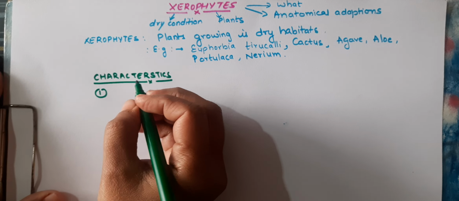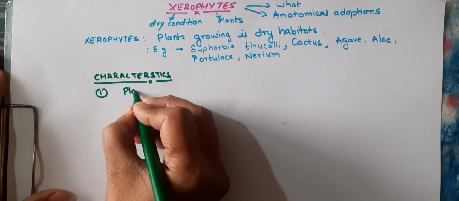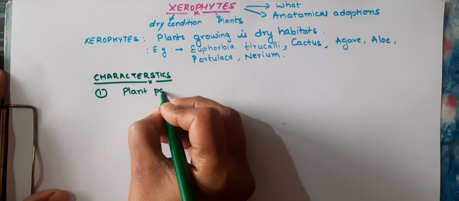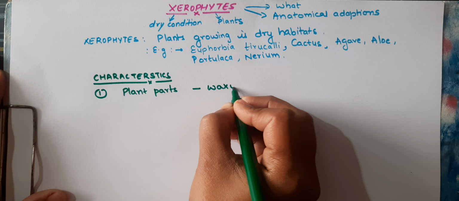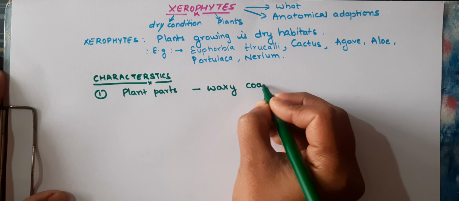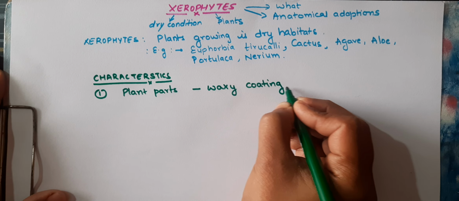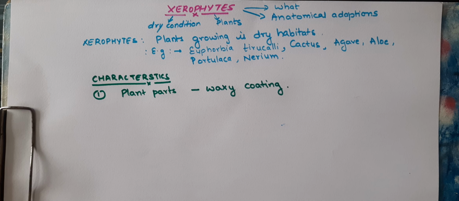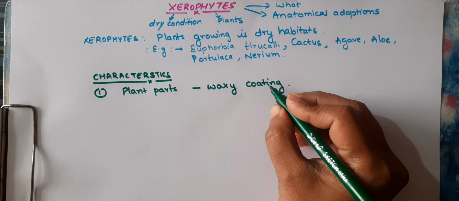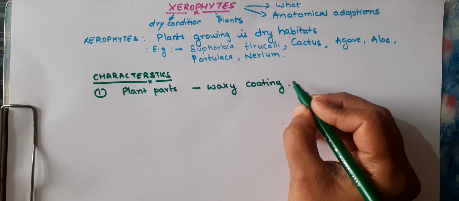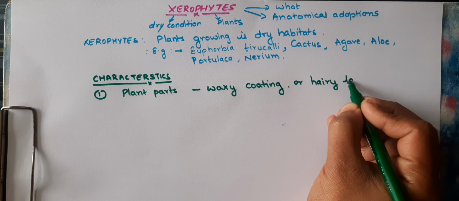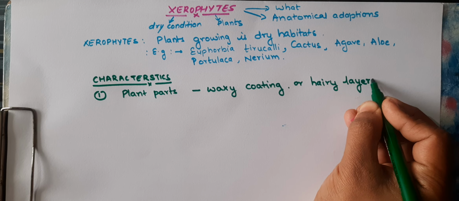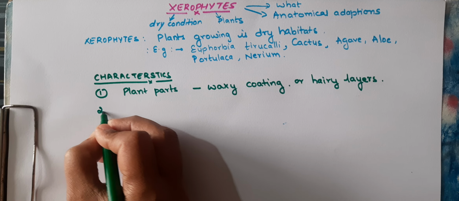So what the plant will have, the plant parts will have a waxy coating on their surface, okay. So what the waxy coating is doing, the waxy coating will prevent the water from going outside. So the plant parts have the waxy coating or hairy layers. So both these adaptations will prevent the water loss from the plant organ, okay.